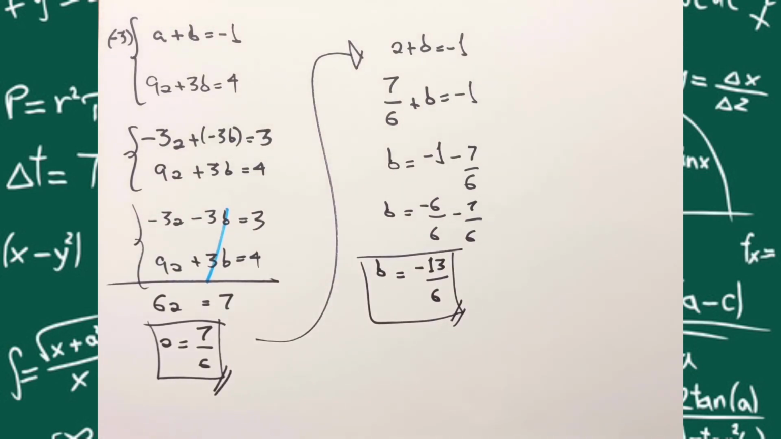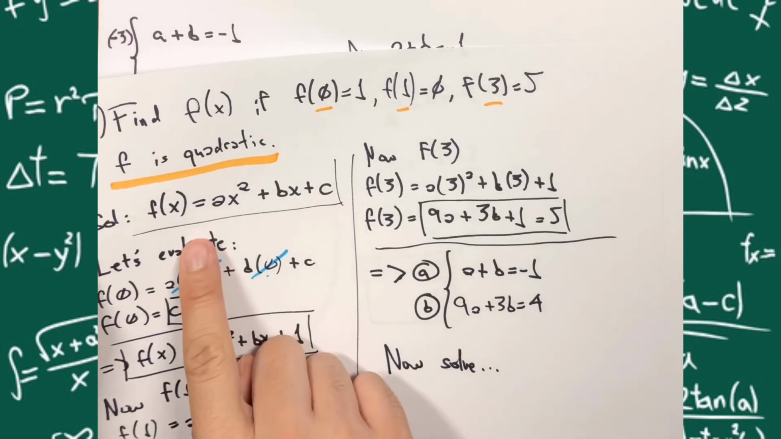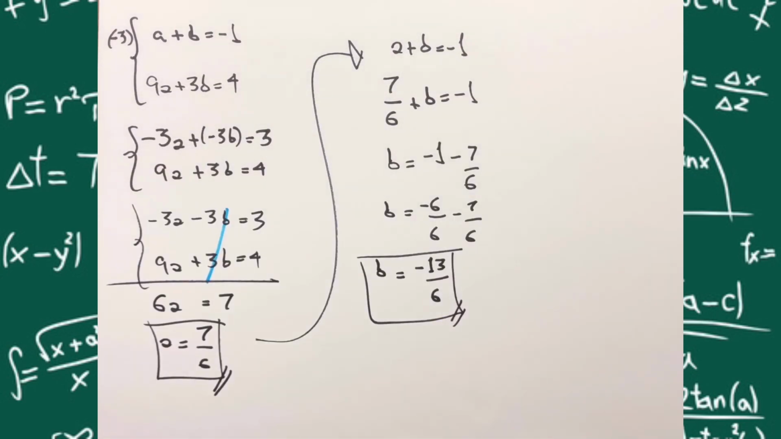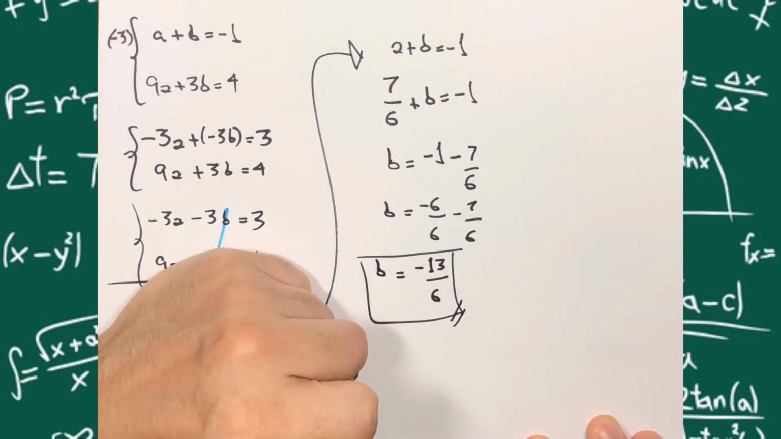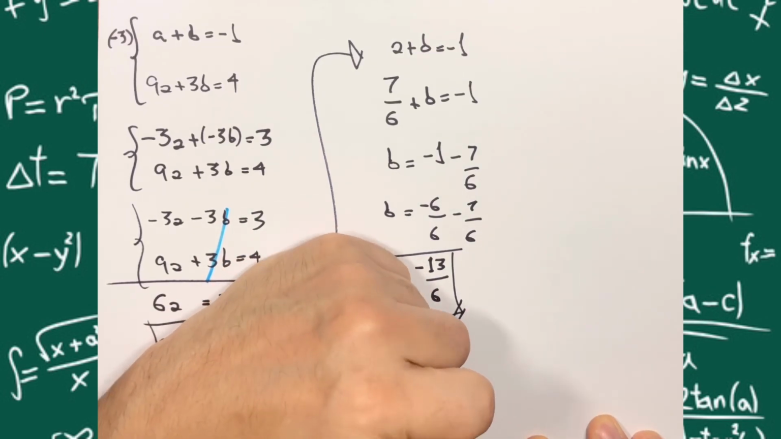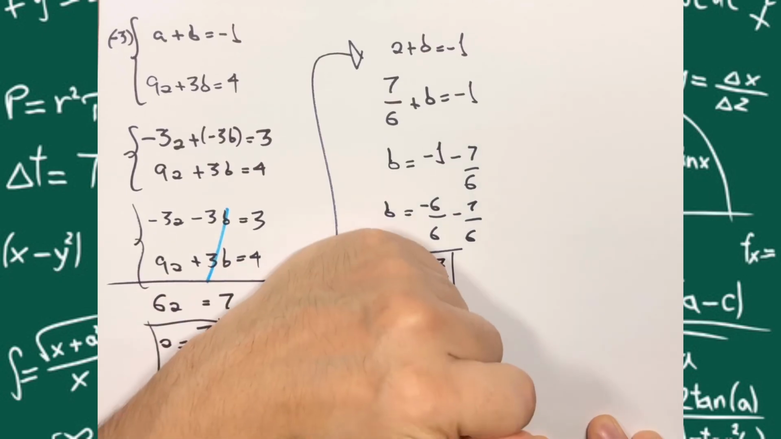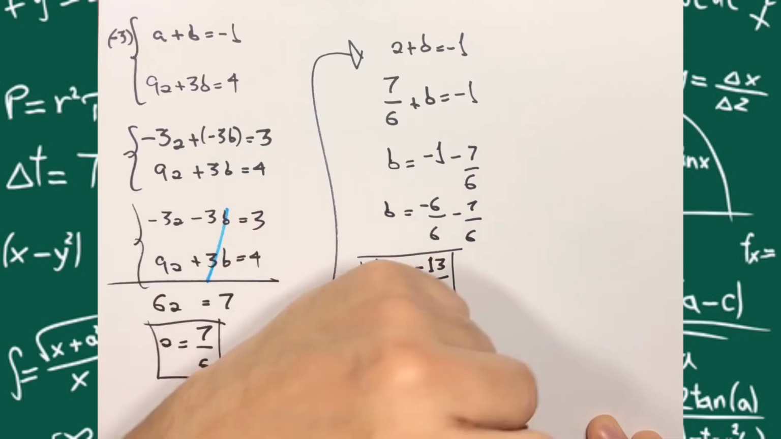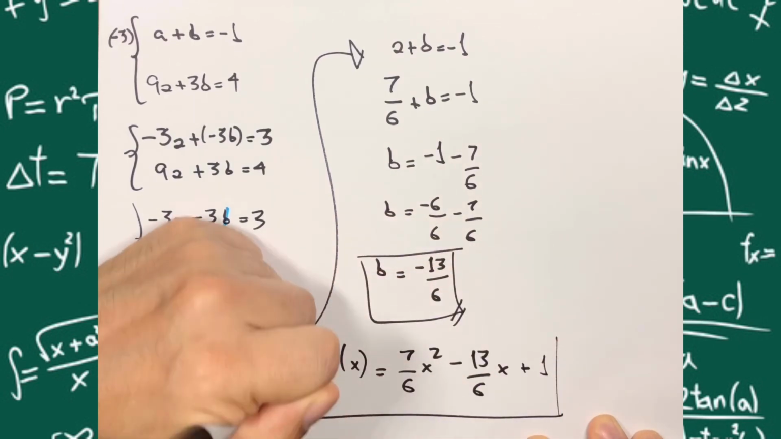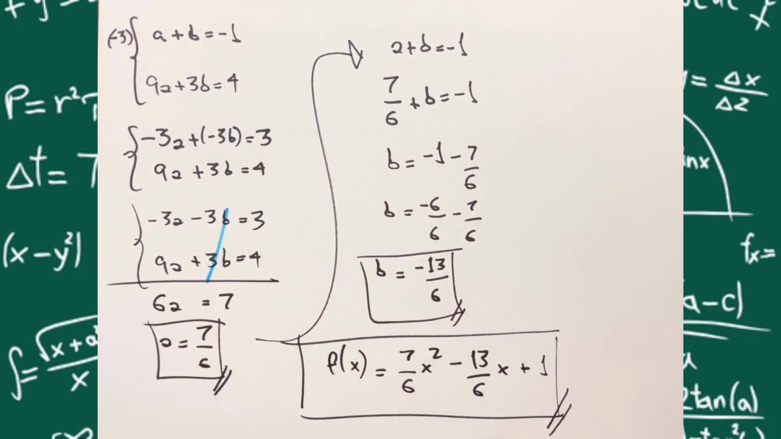And there we go. Now we have c, we have a, and we have b. So all we have left is simply to rewrite our original quadratic function with the values that we found. Therefore, f of x is going to be equal to 7/6 x squared minus 13/6 x plus 1. And there we go. That is the function that they were looking for.